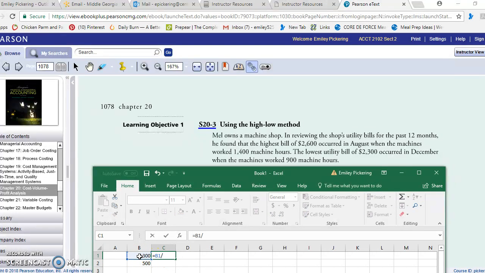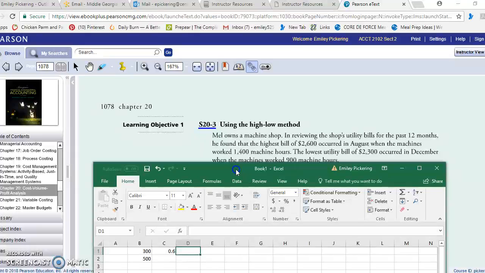And then we're just going to take it as a fraction. So 0.6, or 60 cents per machine hour, is our variable cost. Okay, so this is our variable cost.